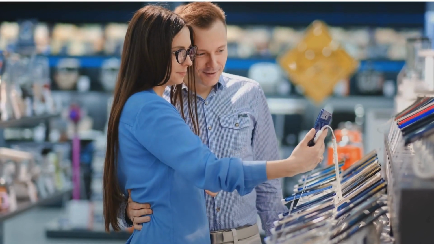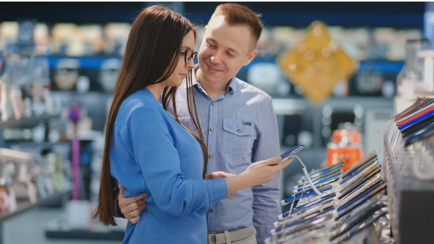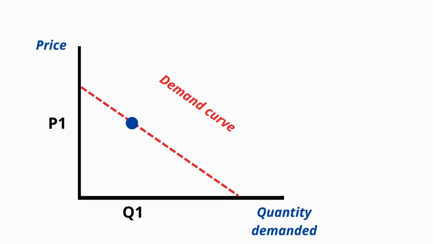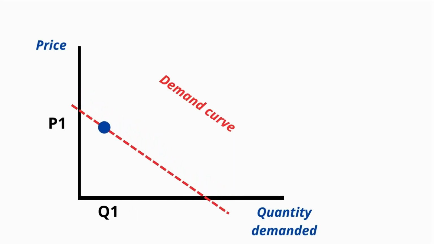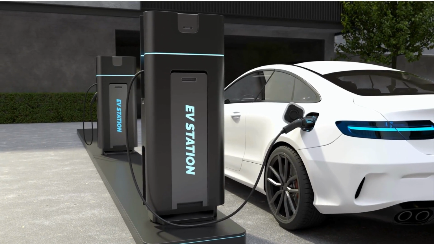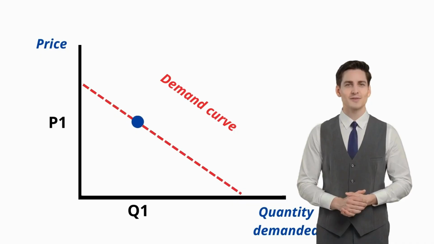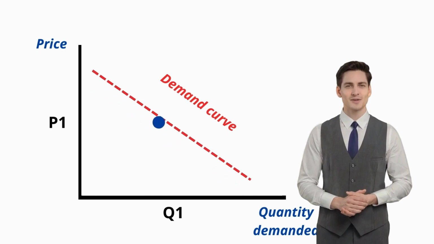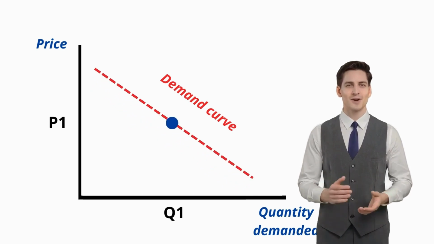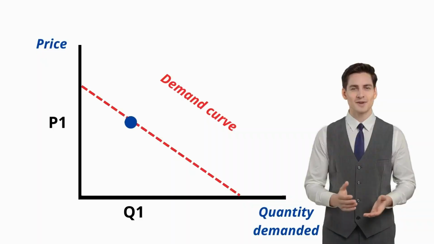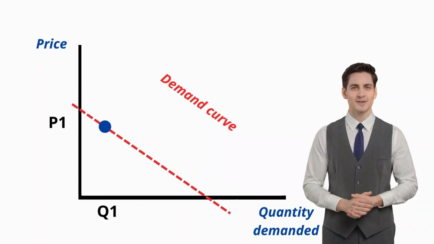If a good becomes more fashionable or desirable, consumers are willing to purchase more of it at any given price, leading to an outward shift in the demand curve. Conversely, if a good falls out of favor or becomes less desirable, the demand curve shifts inward. For example, suppose there's a sudden trend favoring electric cars due to concerns about environmental sustainability. This shift in preferences increases the demand for electric cars, leading to a rightward shift in their demand curve. On the other hand, if there's a health scare associated with a particular type of food, consumers may decrease their demand for that food, resulting in a leftward shift in its demand curve.